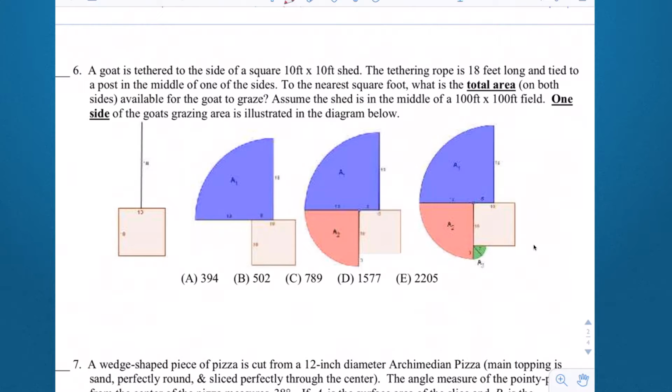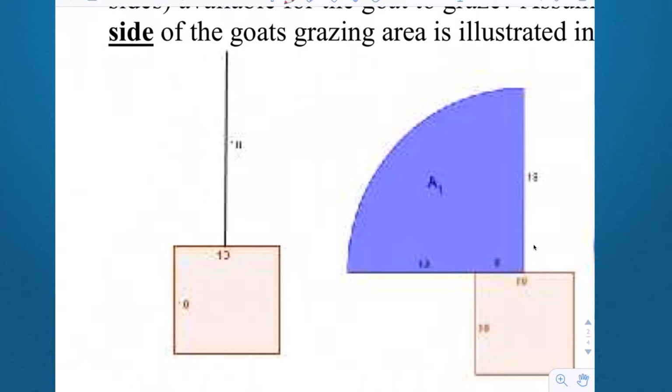A goat is tethered to the side of a 10 by 10 foot shed. The tethering rope is 18 feet long and tied to a post in the middle of one of the sides. So that's this diagram here. This is 18, and there's 5 feet clearance on either side because it's a 10 by 10 shed.